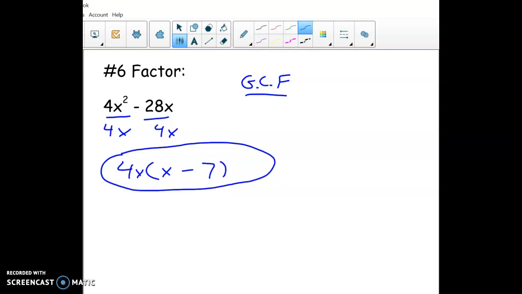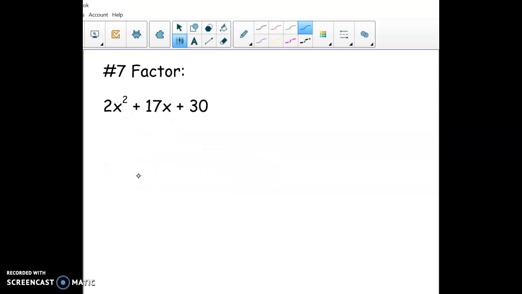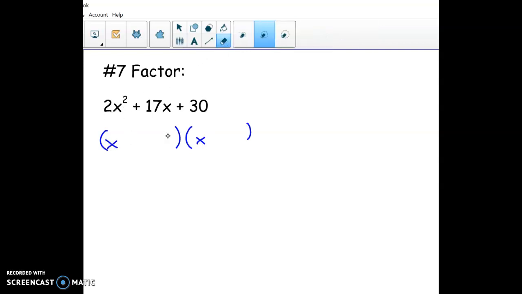All right, number 7. Pause the video, give it a shot. All right, so the first thing here, I would look for a GCF, but there's nothing that evenly divides all of them. 2 doesn't divide 17, so we're kind of stuck. All right, so we can't do our little quick factor with x and x because of this 2. Okay, so we're going to have to do our long factor method.